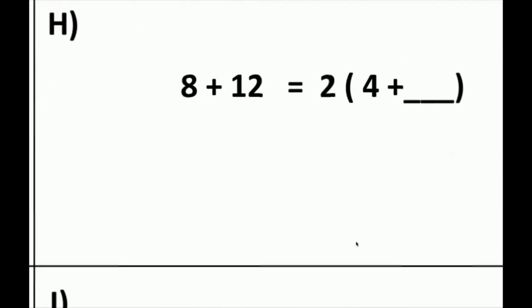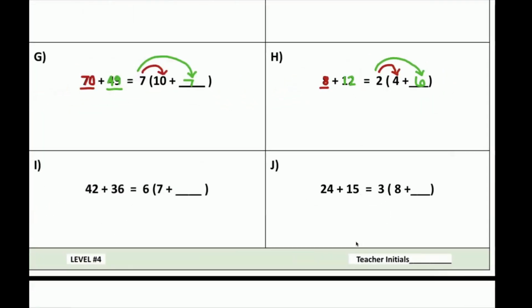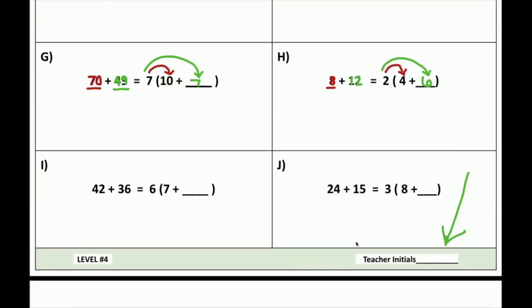In problem H, 2 times 4 is 8, and 2 times, oops, not 3, 2 times 6 is 12. Go ahead and complete the rest of page 3 and check in with your teacher if they want you to.